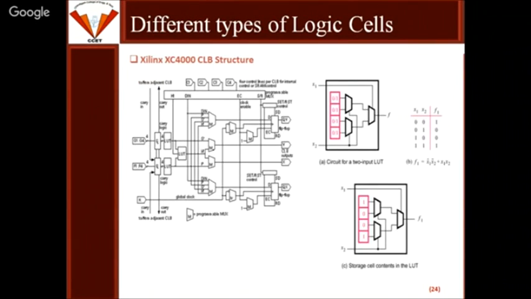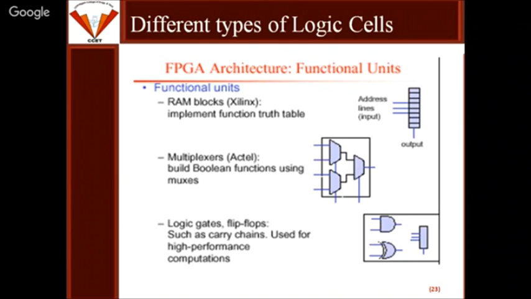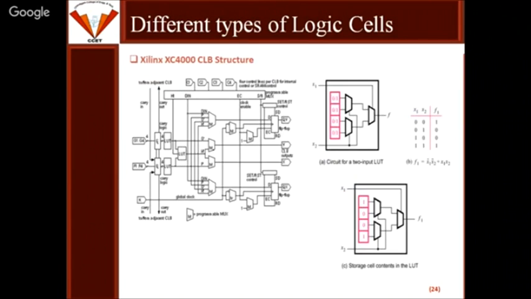The Xilinx XC4000 CLB structure that you have seen already is based on RAM blocks. Different RAM blocks will be used to create different gates, multiplexers, and those multiplexers will be applied to create the designs. Basically it is based on the truth table.